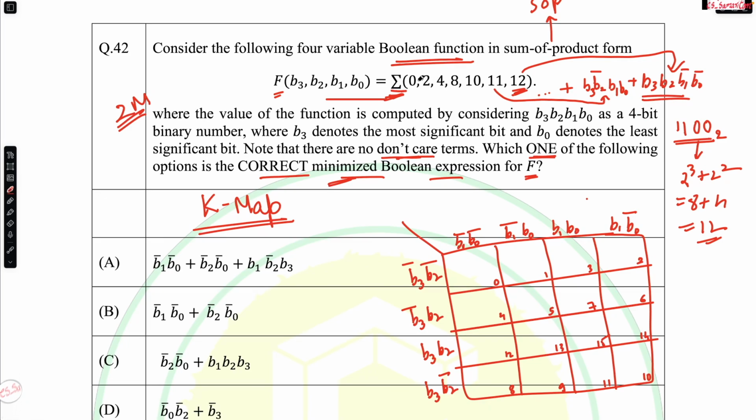One more thing: sometimes students are confused when you're going to solve this question by yourself. You're going to have this confusion regarding which two variables I should place on the downward side and which two variables I should place on the top side, right? So let me tell you that on the downward side you must place the variables which are more significant, and more significant are the variables which come to the left side, right? So these two variables are placed over here and these two variables are placed over here, right?